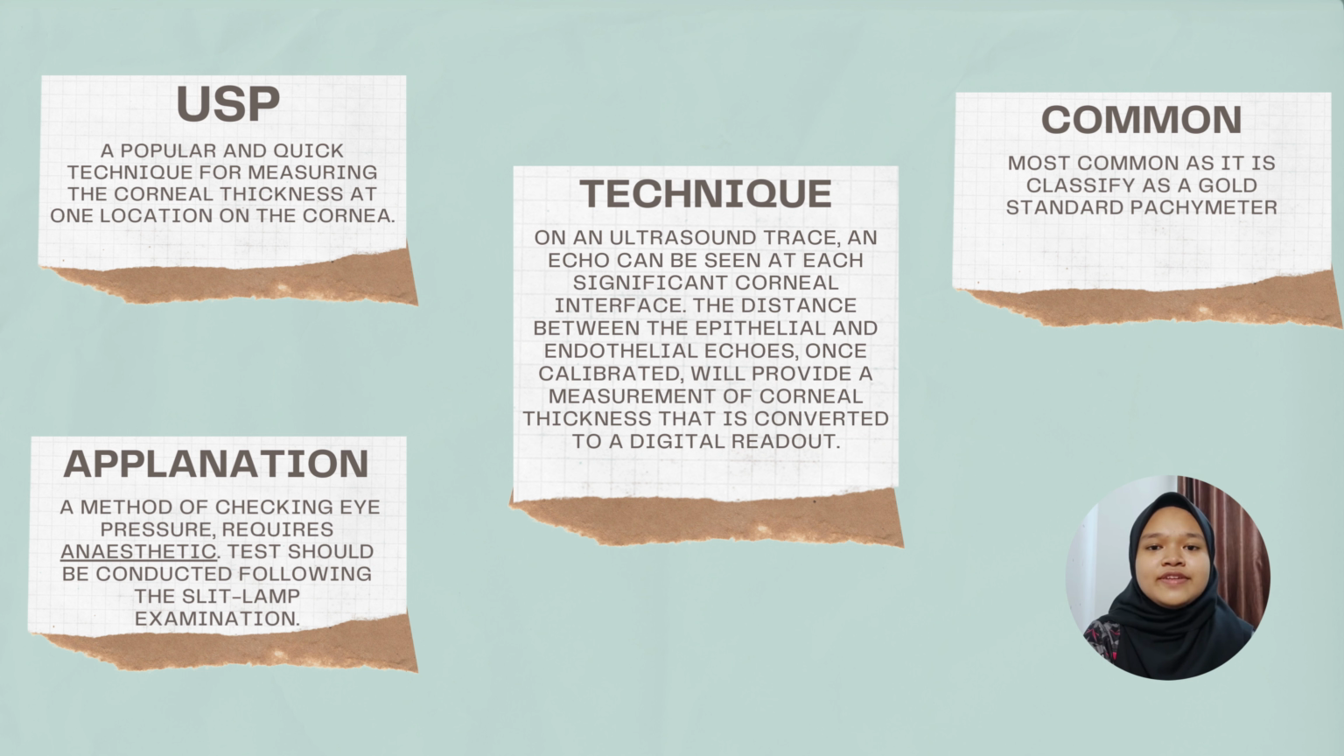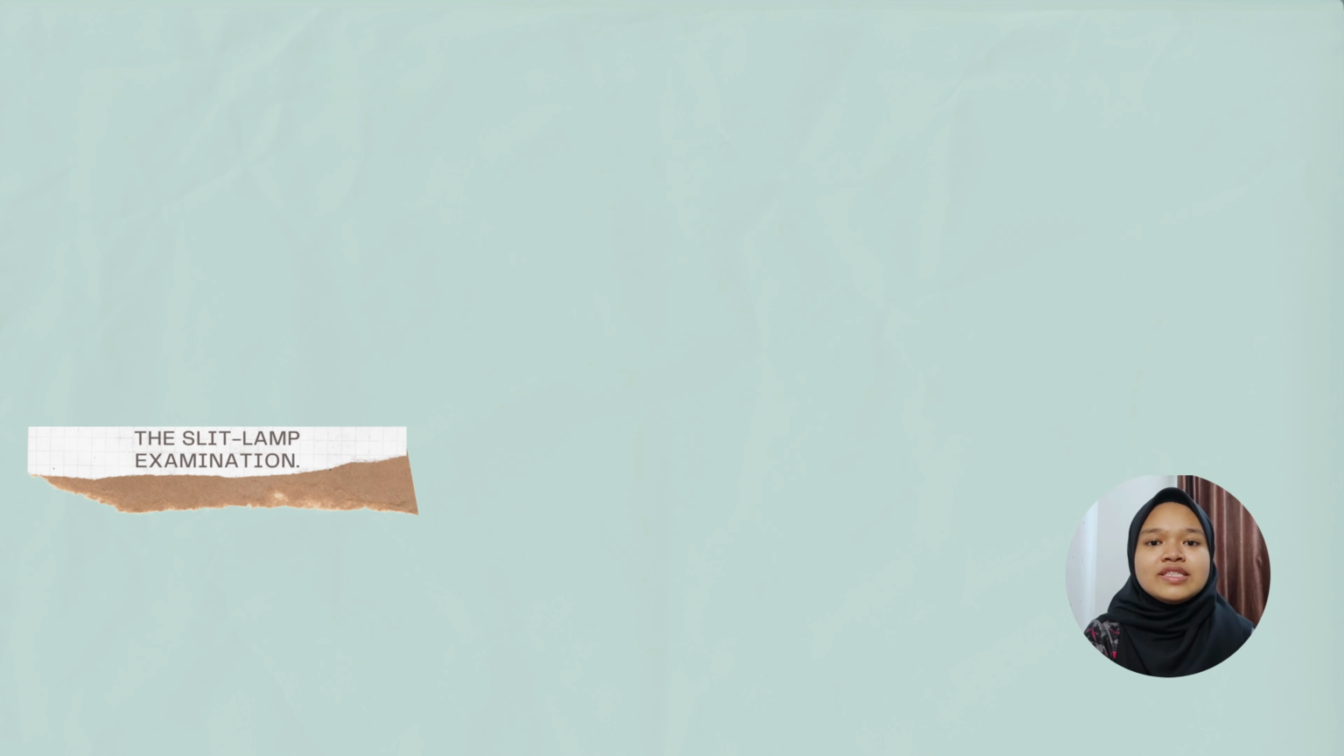It is an applanation device, which is a method of checking eye pressure that requires anesthetic before use. Therefore, this test should be performed after the slit lamp examination has been completed. It uses an ultrasound technique, and an echo can be seen at each significant corneal interface. So the distance between the epithelial and endothelial echoes, once calibrated, will provide a measurement of corneal thickness that is converted to a digital readout. It is the most common device and it is classified as the gold standard in measuring corneal thickness.